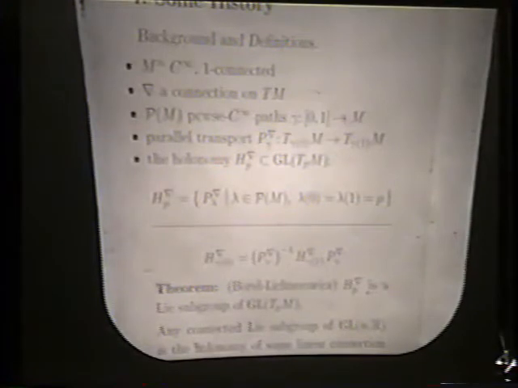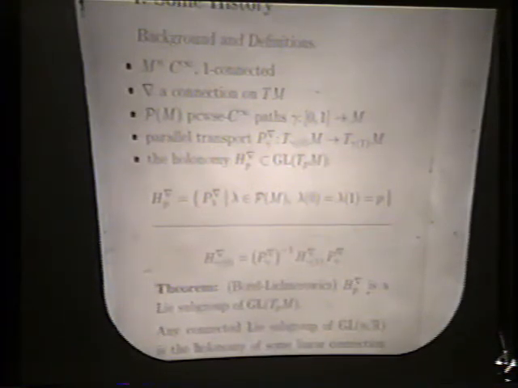The first slide is basically notation. You start with a smooth manifold, and I'm going to take one that is simply connected and connected. So for me, none of these questions about monodromy are going to show up in today's talk. It's really going to be all about the curvature. And nabla a connection on the tangent bundle. We look at the piecewise smooth paths into the manifold, and we know that there's a well-defined notion of parallel transport, which was in fact the reason Cartan wanted to define connections in this generality in the first place.